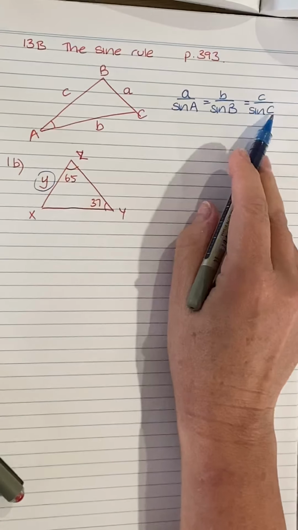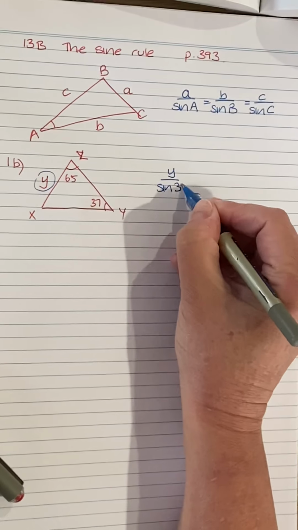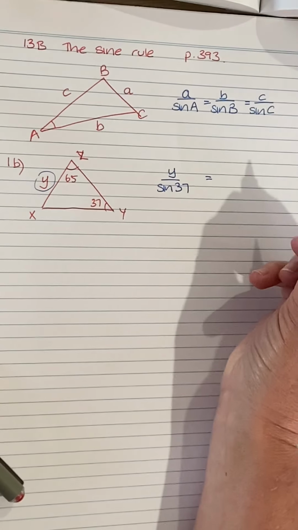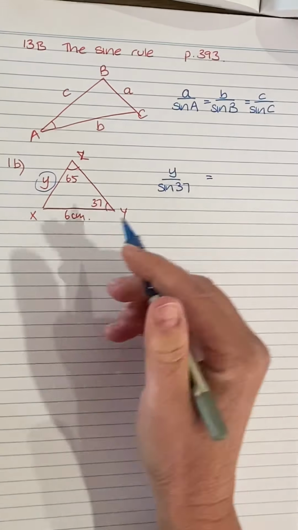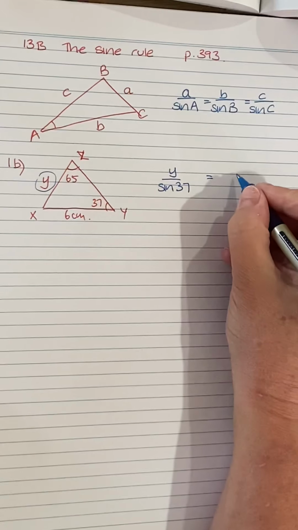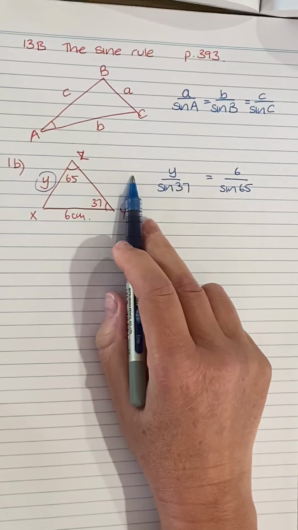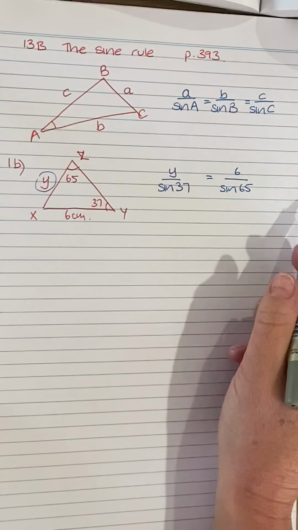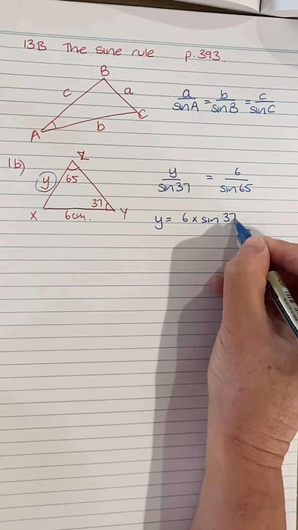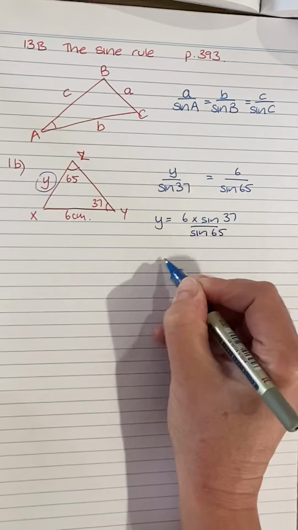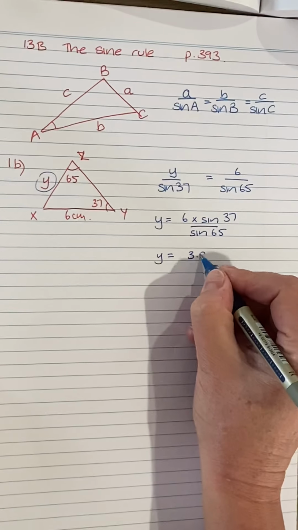So because they always go with their matching angle, y on sine 37 is going to be the same as, oh, let's look, we've got a little bit of extra that's in the question, tells us that's 6 centimetres. So y on sine 37 is the same as 6 on sine 65. So if you like, here you can write in solve, comma, y, and get your calculator to do it for you. Sometimes it's just as easy to go 6 times sine 37 divided by sine 65. And if we work that out, we get 3.98, I believe.